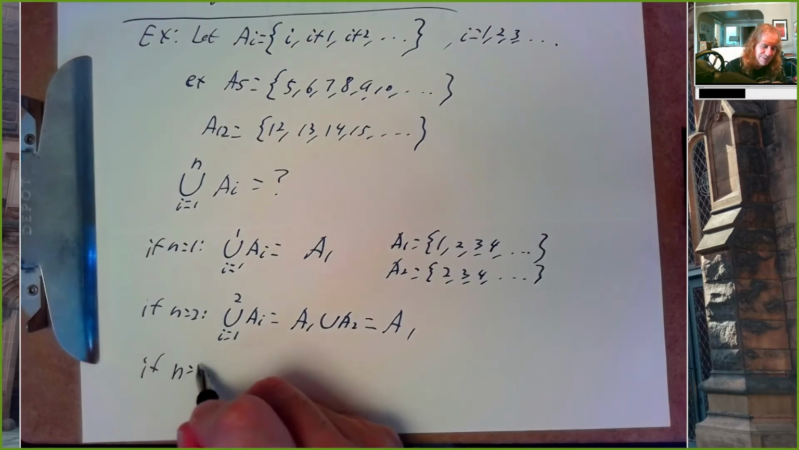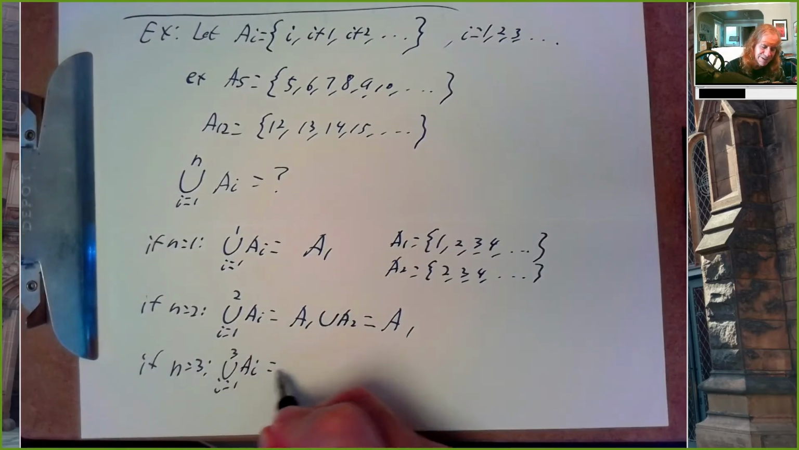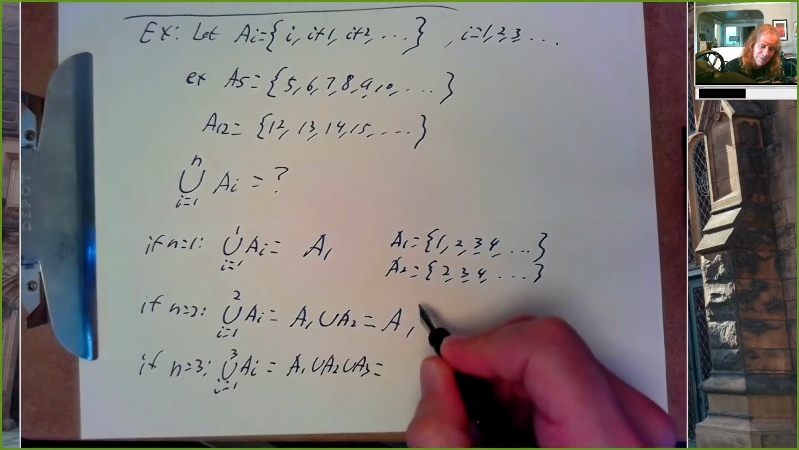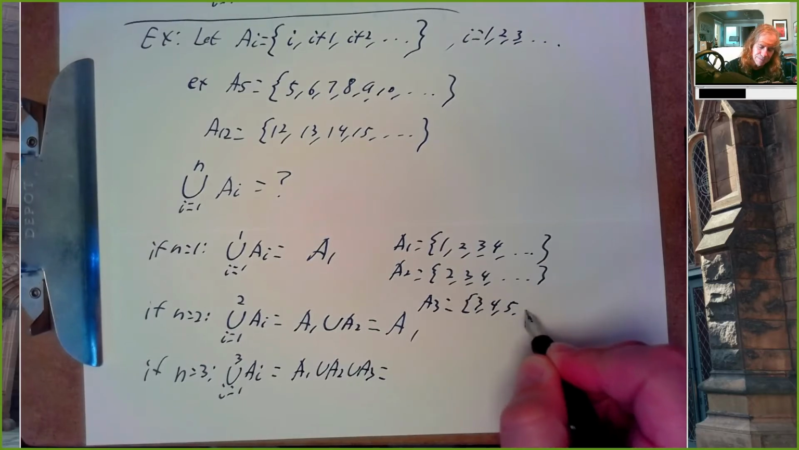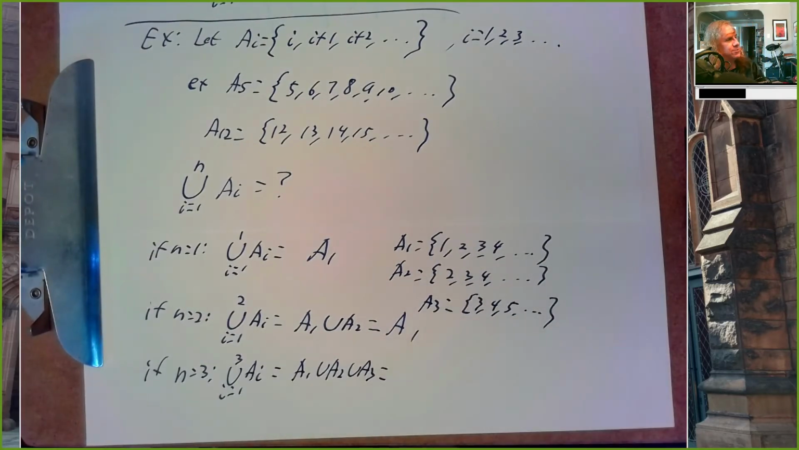All right, if n equals 3, union from I equals 1 to 3 of A sub I is A1 union A2 union A3. Well, we can write out A3, and that's the set of integers starting from 3. So what's A1 union A2 union A3 equal to?